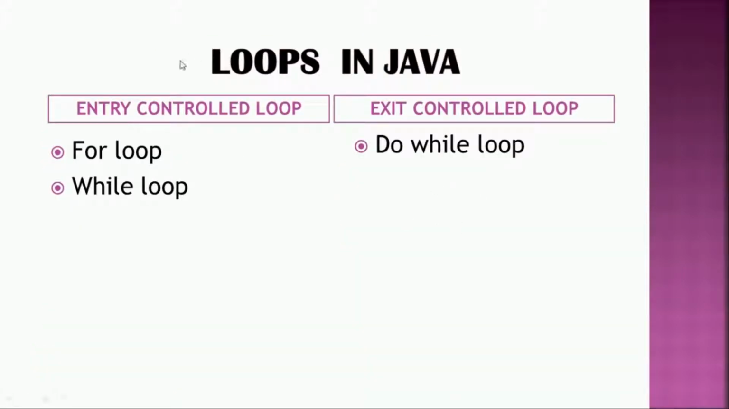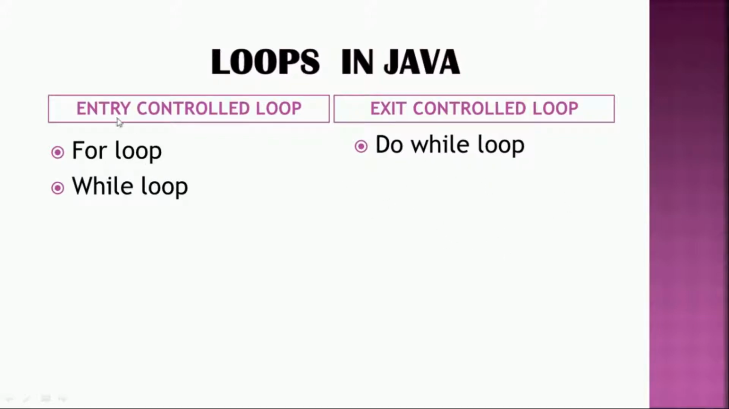Now we'll talk about different types of loops in Java. The first category is the entry control loop, and the second category is the exit control loop. The entry control loop basically checks the condition first, and if the condition is true, it allows the program to enter inside the body of the loop, and if the condition is false, it will not allow the program to enter into the loop. On the other hand, an exit control loop first executes the commands and then checks the condition. The process continues like this: the condition is checked and then execution is done.